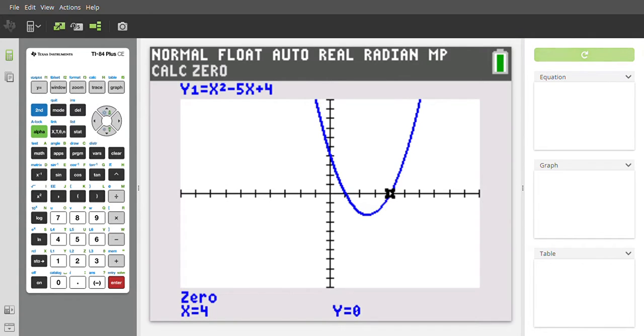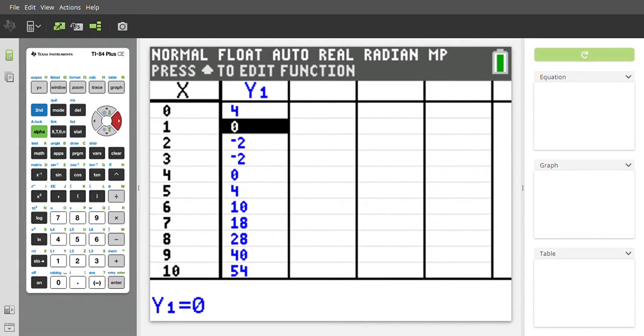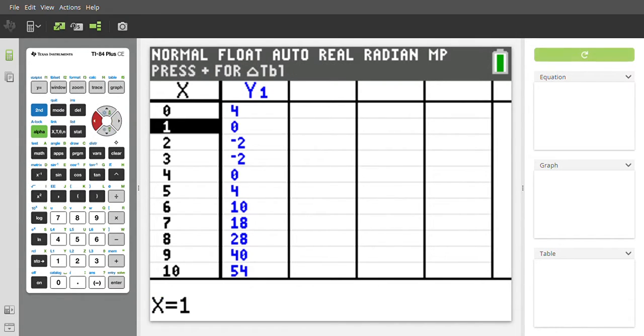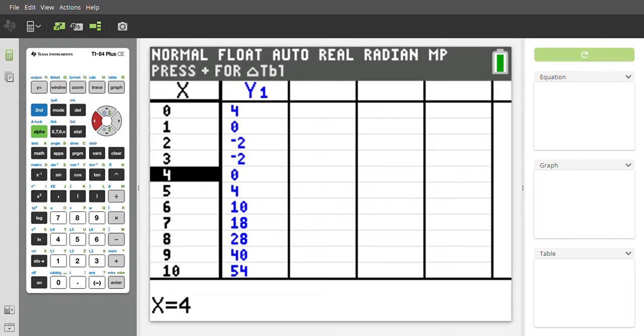Now, there's another way we can find zeros sometimes, and that's by looking at the table of values. I'm going to go second graph, and here's a table of values. Notice when x is 1, y is 0. So 1 is one of the solutions of the original quadratic equation. When x is 4, y is 0 again. So x equals 4 is another solution of the original quadratic equation.